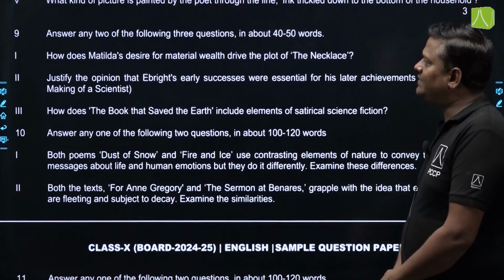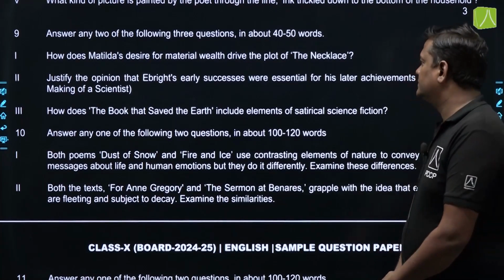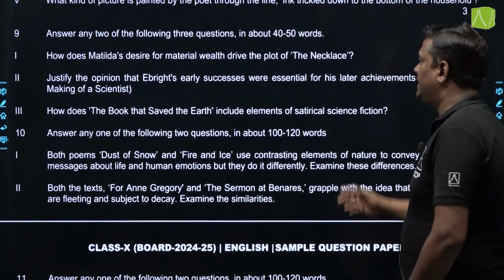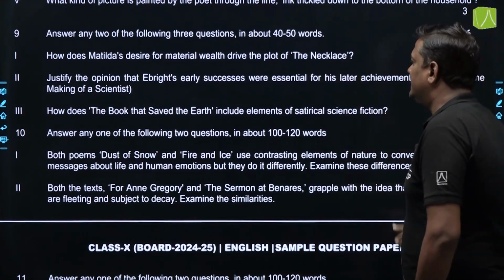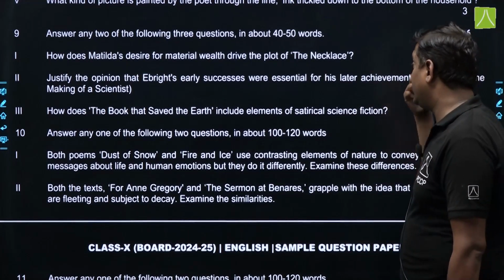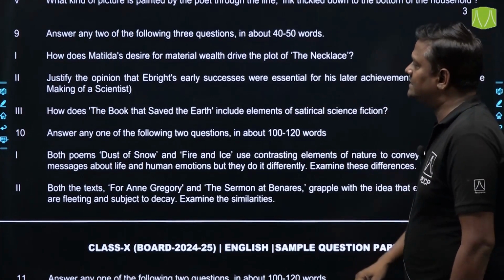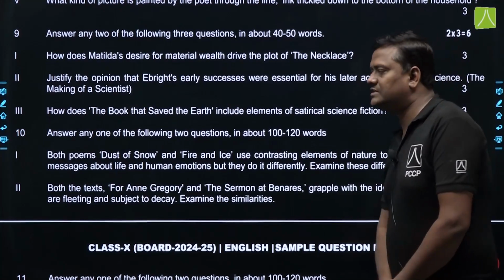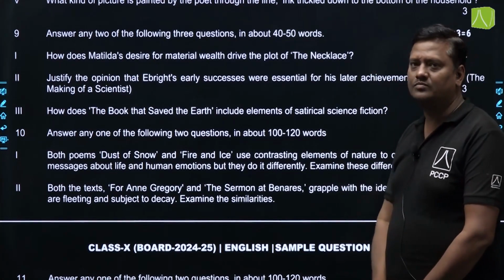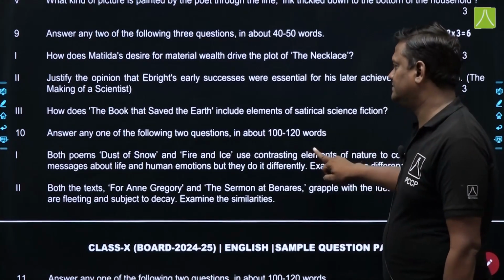In question number 9, we will have 3 questions and we have to solve any 2 out of 3. We have to answer in 40 to 50 words. Each question will contain 3 marks. Like here, we are having the question from The Making of a Scientist and The Book That Saved the Earth. These questions will be from Footprints Without Feet. Question number 8 was from First Flight and question number 9 is from Footprints Without Feet.